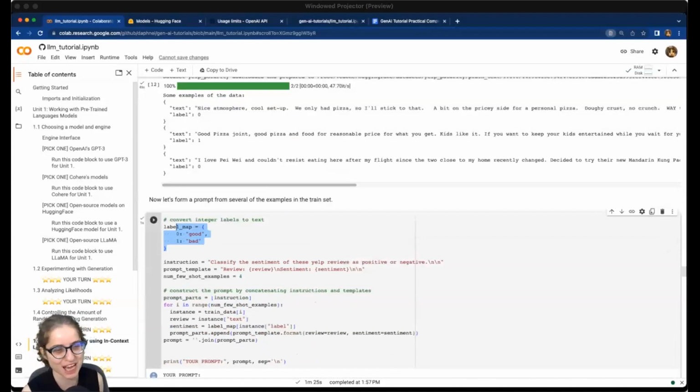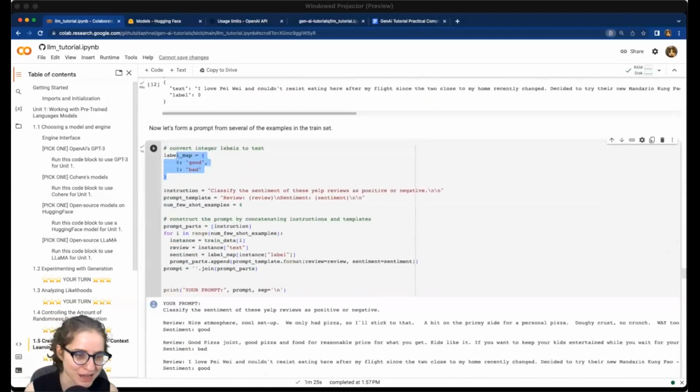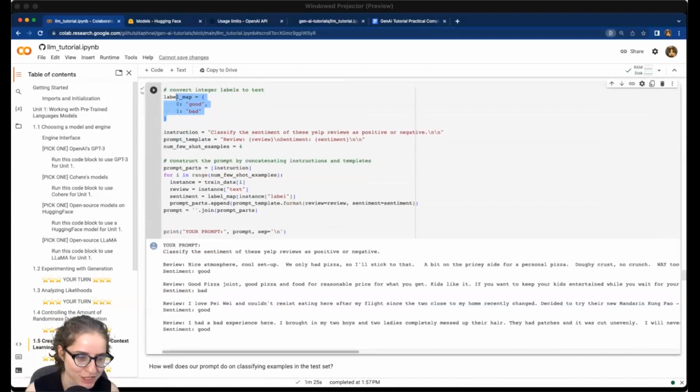I should have put good on 1 and bad on 0, and I made a typo, which means that if you look at my few shot prompt, it is just incorrect. Like this review says I had a bad experience here, and I incorrectly in my few shot prompt said good. But GPT-3 still figured out how to do the task correctly, even though the examples in my few shot prompts were annotated incorrectly.